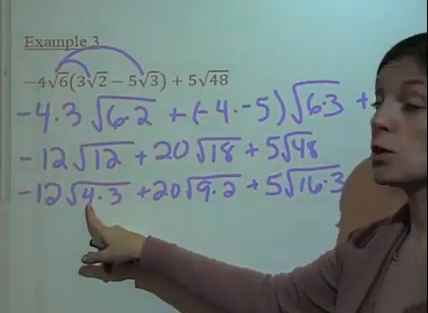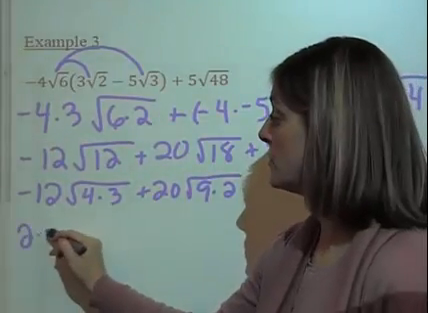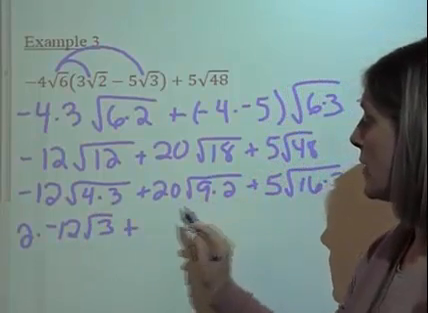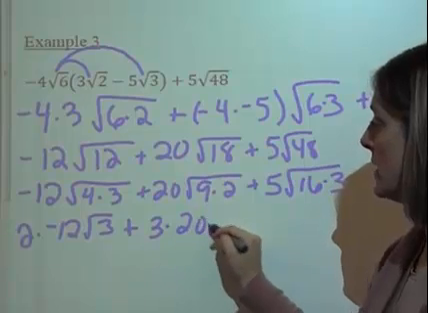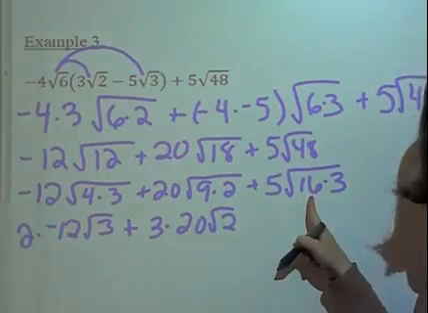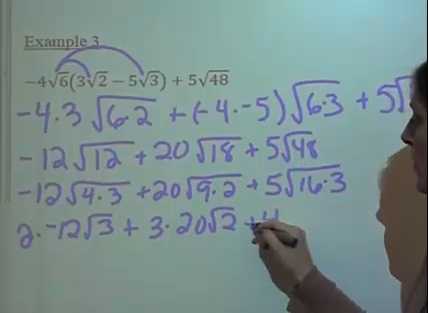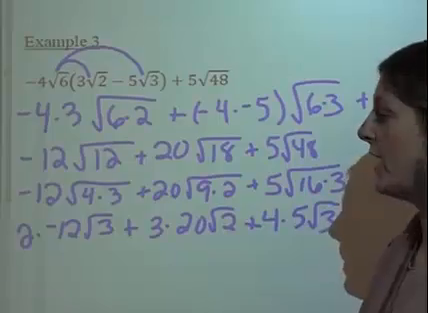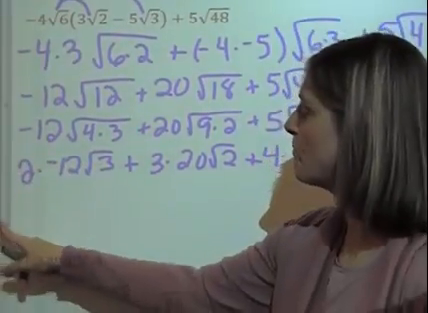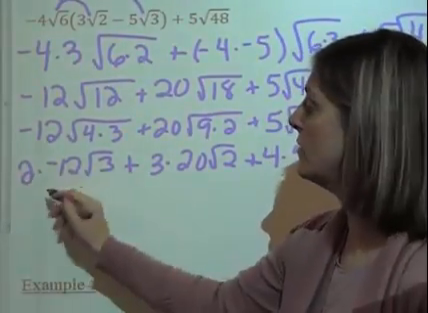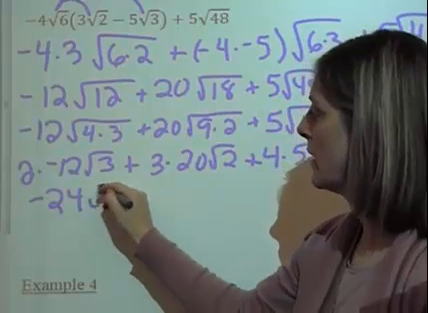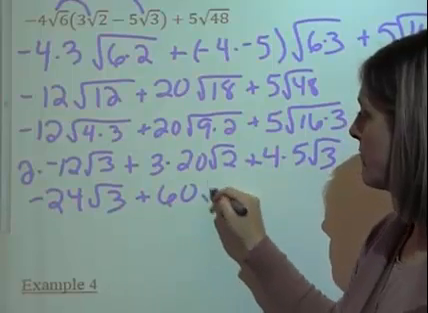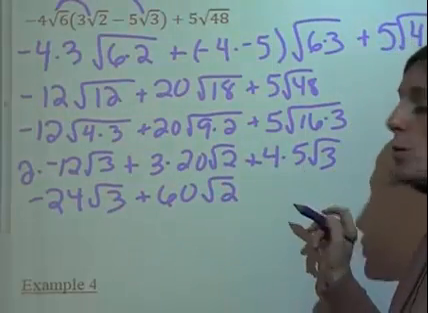So now we can take the square root of 4, which becomes a 2. So we have 2 times -12, square root of 3. Take the square root of 9, which is 3, times 20, square root of 2. And then take the square root of 16, which is 4, times 5, square root of 3. Now we're just going to simplify. Let's bring that up a little bit. 2 times -12 is -24. 3 times 20 is 60. And 4 times 5 is 20.